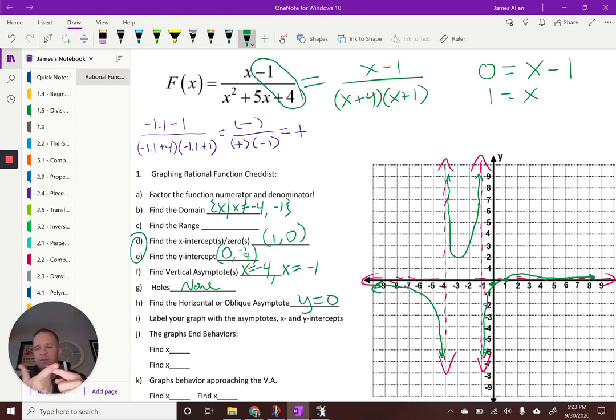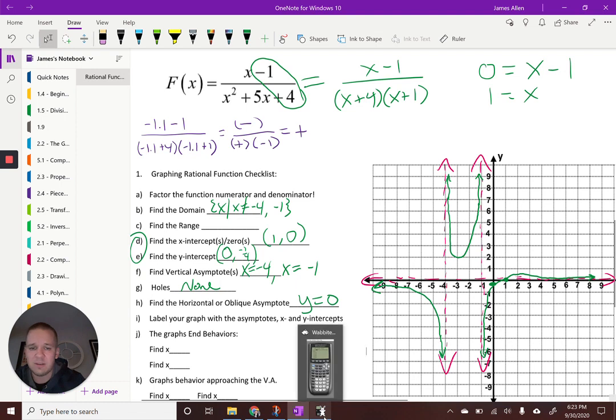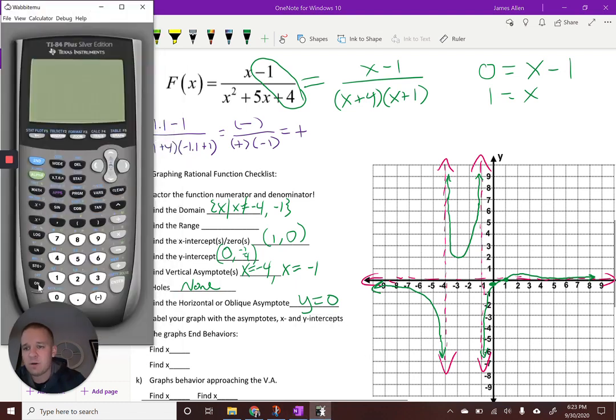We used intercepts. We used values close to our asymptotes to see what was going on. And we've had some success here. Now, what I would like to do is I'd like to use the calculator a little bit to verify this. If I were to pop this on and graph it, yeah, it looks something like that, right? It kind of disappears over here, which is interesting.